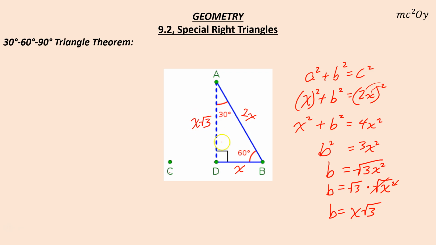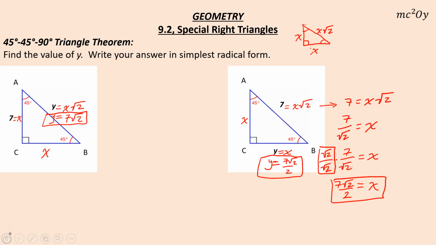So my relationship for a 30-60-90 is x, 2x, x root 3. I like to think of it as easy as 1, 2, and root 3. 1, 2, 3. Okay? All right, now don't confuse that with your 45-45-90. That's x, x, and x root 2. There's two x's and then a root 2, okay?